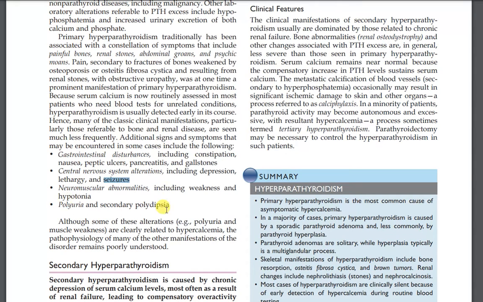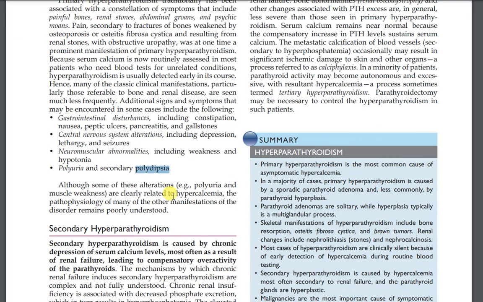Then polyuria and secondary polydipsia. Polyuria happens for the same reason: calcium level increased, so osmotic pressure increased, and due to this more urine is released, and due to this the patient feels thirsty, and drinking a lot of water is named polydipsia. So it's related to hypercalcemia.